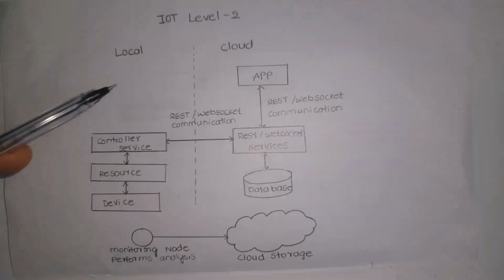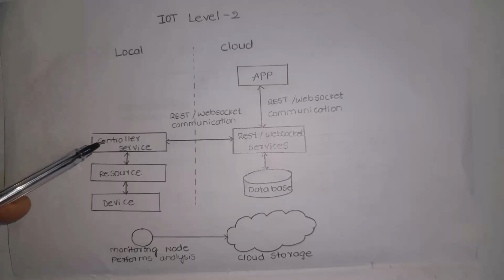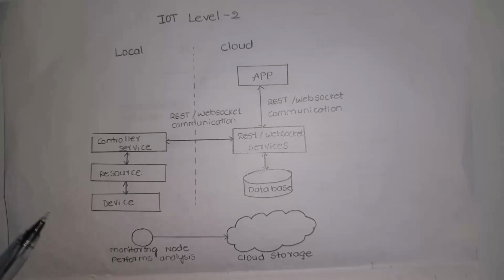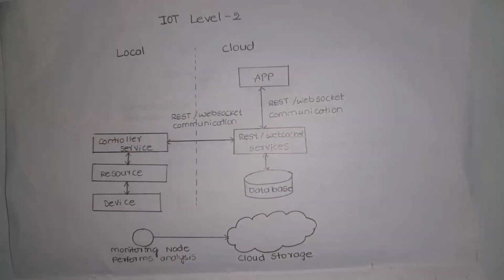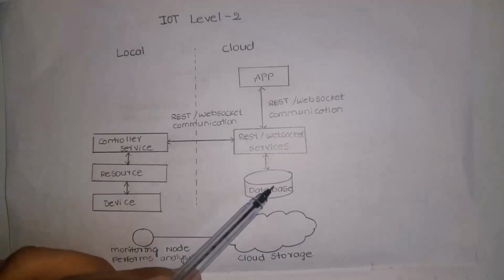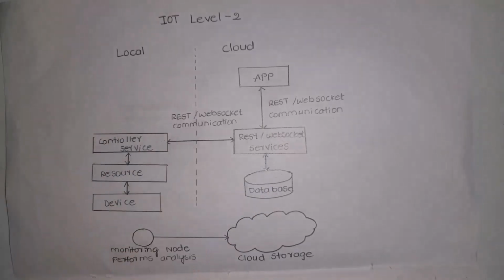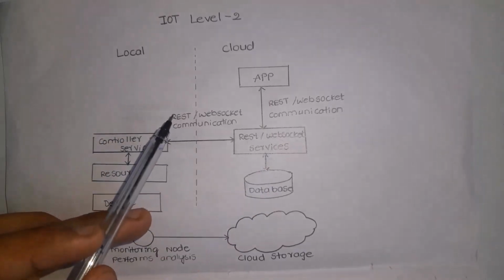This is the diagram for IoT level 2. In that IoT device, there is a controller which will take decisions. It acts as the brain. And there are resources like sensors, actuators, and hardware components. All these are stored locally in the device itself. Application as well as database are both cloud based. And this application and database are both connected to the controller by using REST based communication or WebSocket based communication.